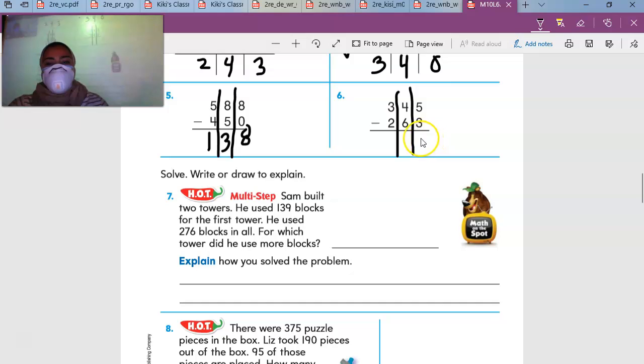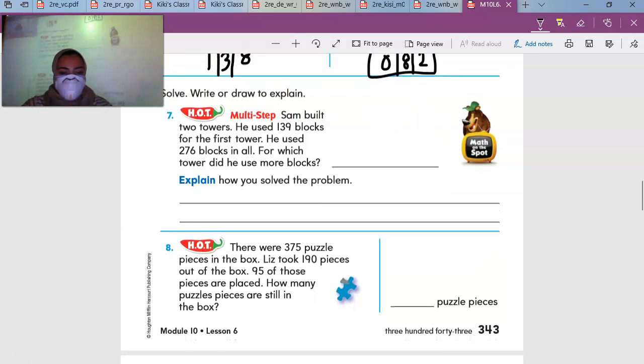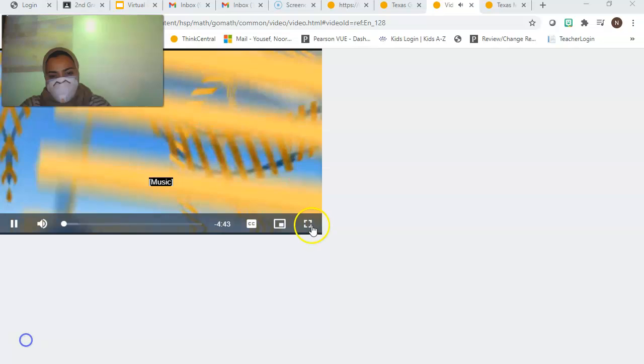5 take away 3 is 2. 4 take away 6, you can't do it. 3 becomes a 2. 4 becomes a 14. 14 take away 6 is 8. 2 take away 2 is 0. Your answer is 82. All right, let's watch Professor Berger to help us with 7 and 8.